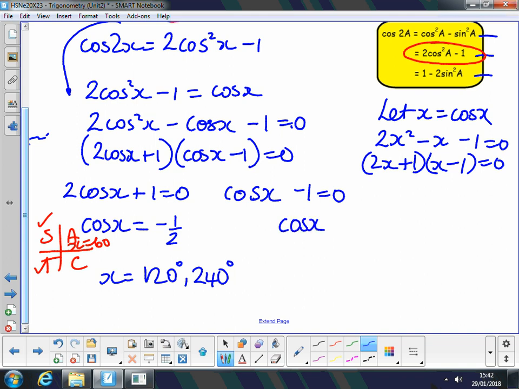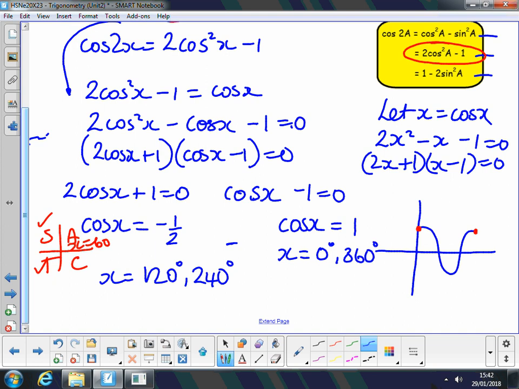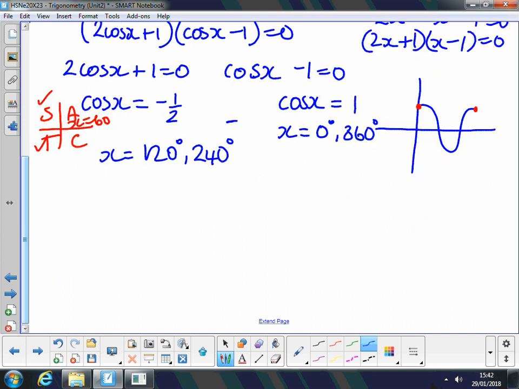Going to rearrange or solve cos x is equal to positive 1. Think of your diagram for your cosine. It's going to be equal to 1 at 0 degrees and 360 degrees. Okay, you're going to bring all your answers together, put them in numerical order. So x is equal to 0 degrees, 120 degrees, 240 degrees and 360 degrees.